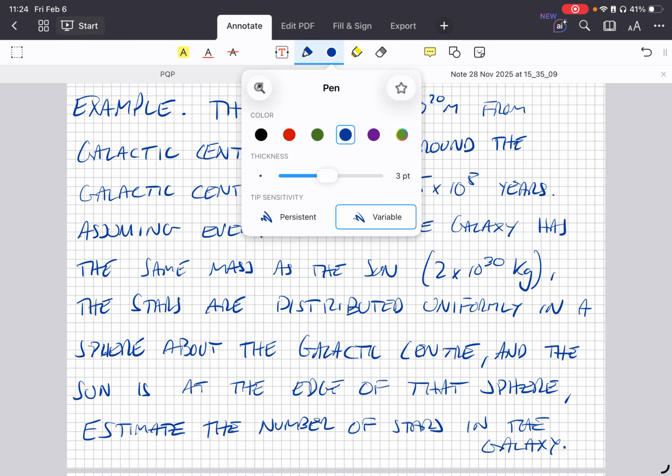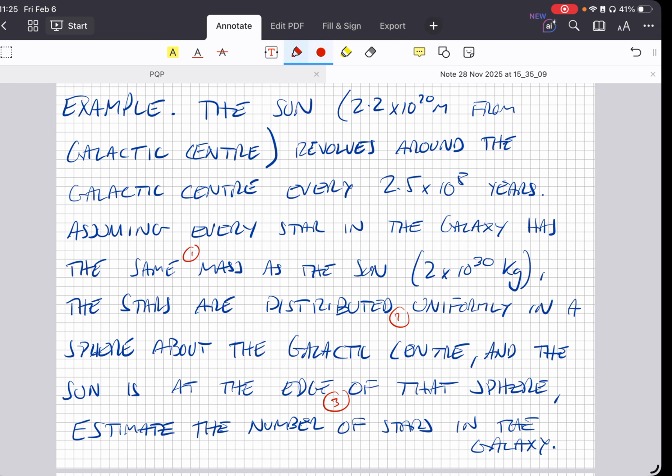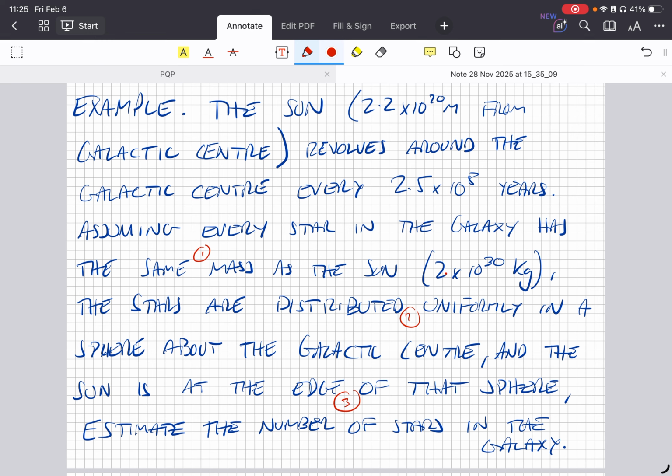So, as I say, we're making some huge assumptions here. So we're told to assume that every star in the galaxy has the same mass. That's the first assumption. That they're distributed uniformly in a sphere. That's the second assumption. And that the sun is at the edge of that sphere. That's the third assumption. And we're asked to estimate the number of stars in the galaxy. And as we'll see, what this comes down to is calculating the mass of the galaxy based on these two assumptions, and then calculating the number based on this one.